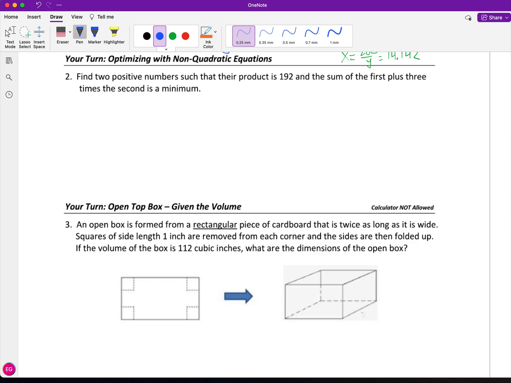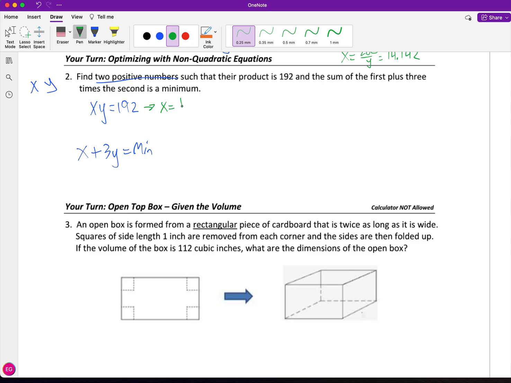All right. Find two positive numbers such that their product is 192 and the sum of the first plus 3 times the second is a minimum. So I'm going to let these two positive numbers be x and y. So I'm going to say, hey, x times y has to equal 192. And then I'm going to say, hey, x plus 3y is going to be some sort of minimum value here. So here are two equations, one where we know something, it equals 192, and one that we're trying to minimize.